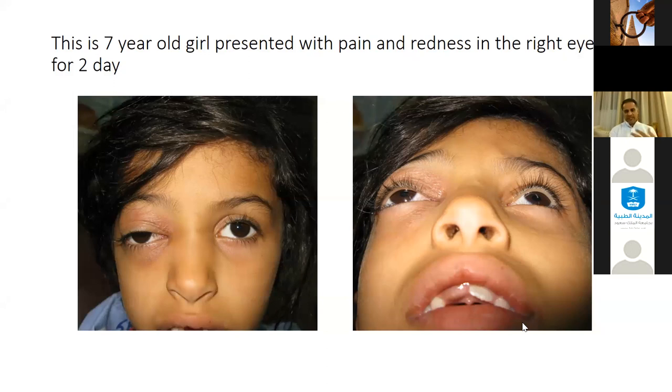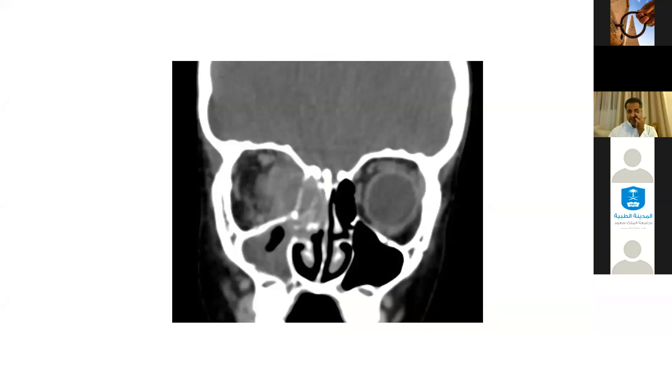Before we go for imaging, sometimes it's good to examine the mouth and other things just to make sure we are not missing other source for infection in this child, okay? Yes, absolutely. I would do also lab investigation, like CBC and thyroid test. Thyroid maybe, with this clinical presentation, would not be high priority. Anyway, we did CT scan for her since it's available in our hospital.